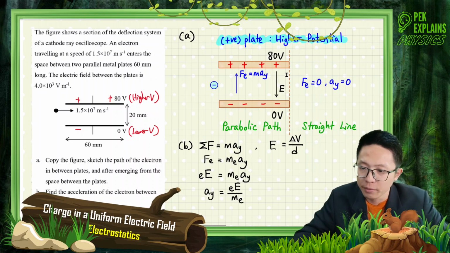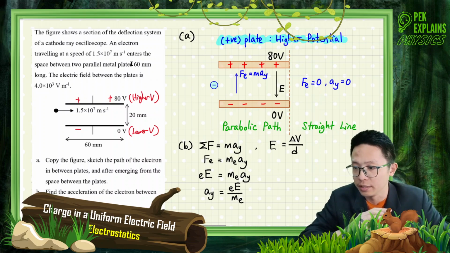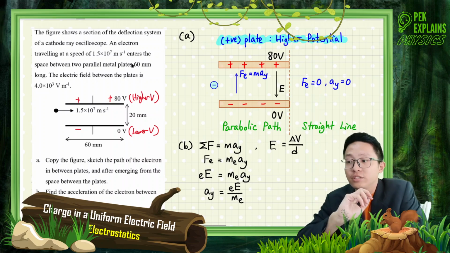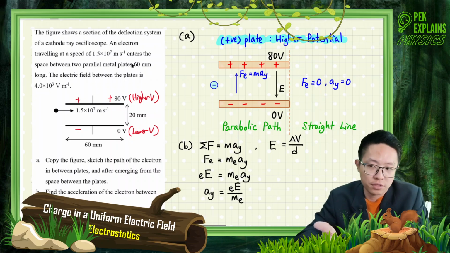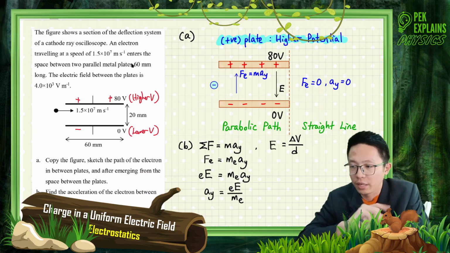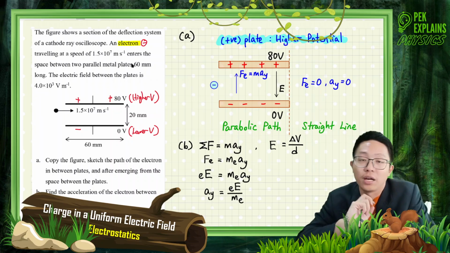Now, the electric field must originate from the positive plate and go to the negative plate. The electric field must point downward. So what kind of charge is this? You must know what kind of charge the test charge is. Is it a positive charge or a negative charge? Be careful of that. This one is an electron. Electron is a negative test charge.